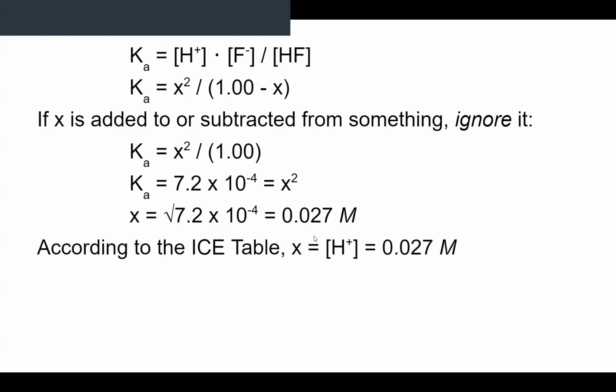Going back to the ICE table, I specifically want you to focus on the concentration of H plus at equilibrium, because that's what allows us to determine pH. In the ICE table, the concentration of H plus is x, and we now know that value. It's 0.027. So now, finally, we're at a point like the strong acid problems where we've got our H plus concentration. We'll simply take the negative log of 0.027 and we get 1.57 for our final answer.